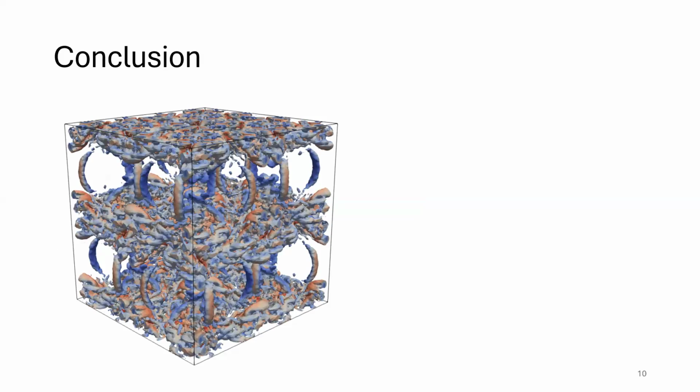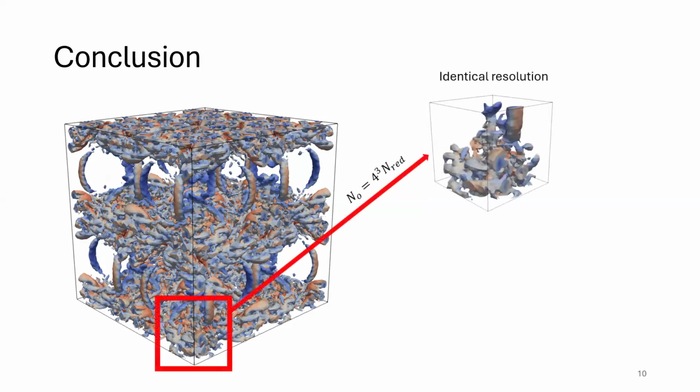So let's come to a conclusion. This is the Taylor-Green vortex with Reynolds number 1,600 after approximately 10 seconds. First off, we got the identical resolution. So right here, we got a resolution of 128 to the power of 3. And right here, 32 to the power of 3. And as we can see, or hopefully you can see it, this is exactly the same behavior.